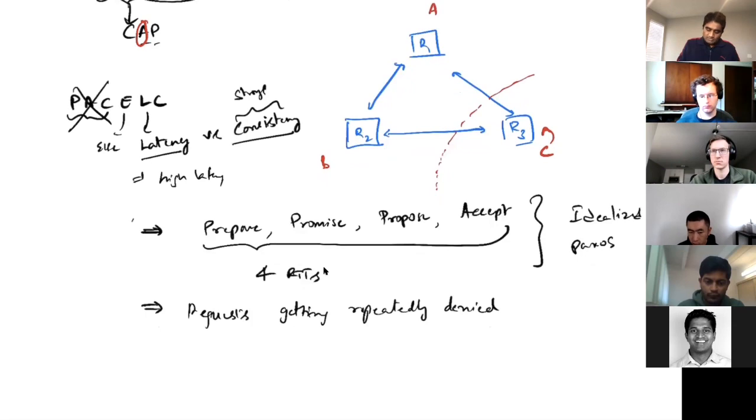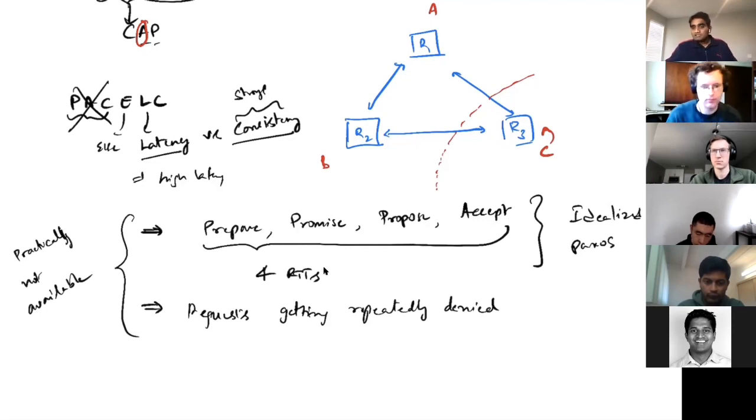So what this means is it's very high latency, which means practically it's not available. Theoretically, it is available because eventually you'll make progress, assuming there are no partitions and so on. But in practice, high latency is as good as not being available, right?